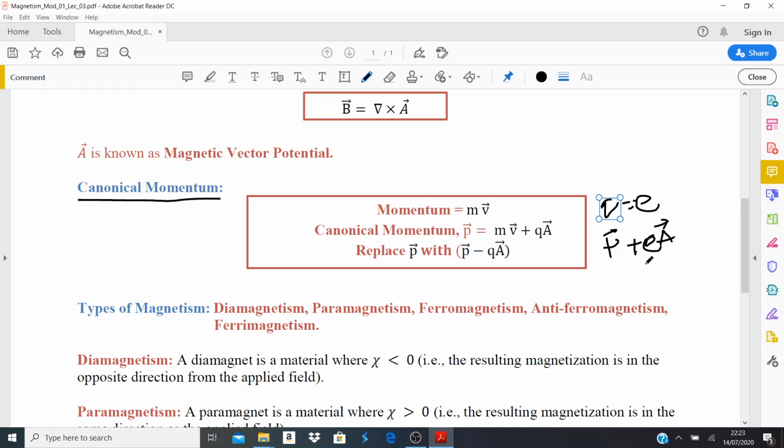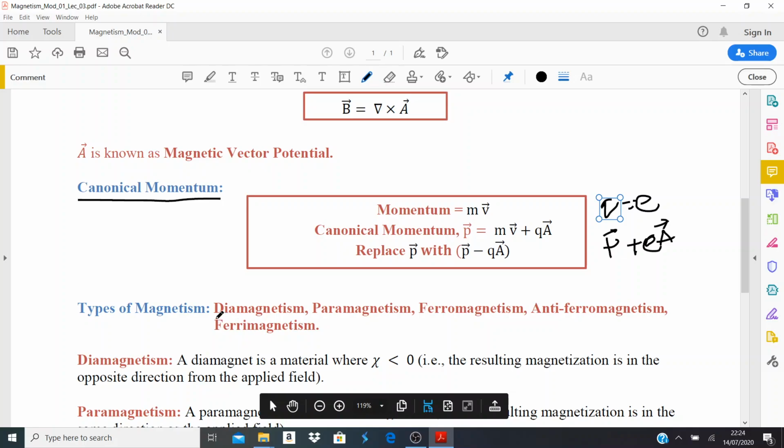Okay, so having said that, now I want to introduce the different types of magnetism that can occur in solids, right? So here are the types of magnetism. We have diamagnetism, paramagnetism, ferromagnetism, then antiferromagnetism and ferrimagnetism.